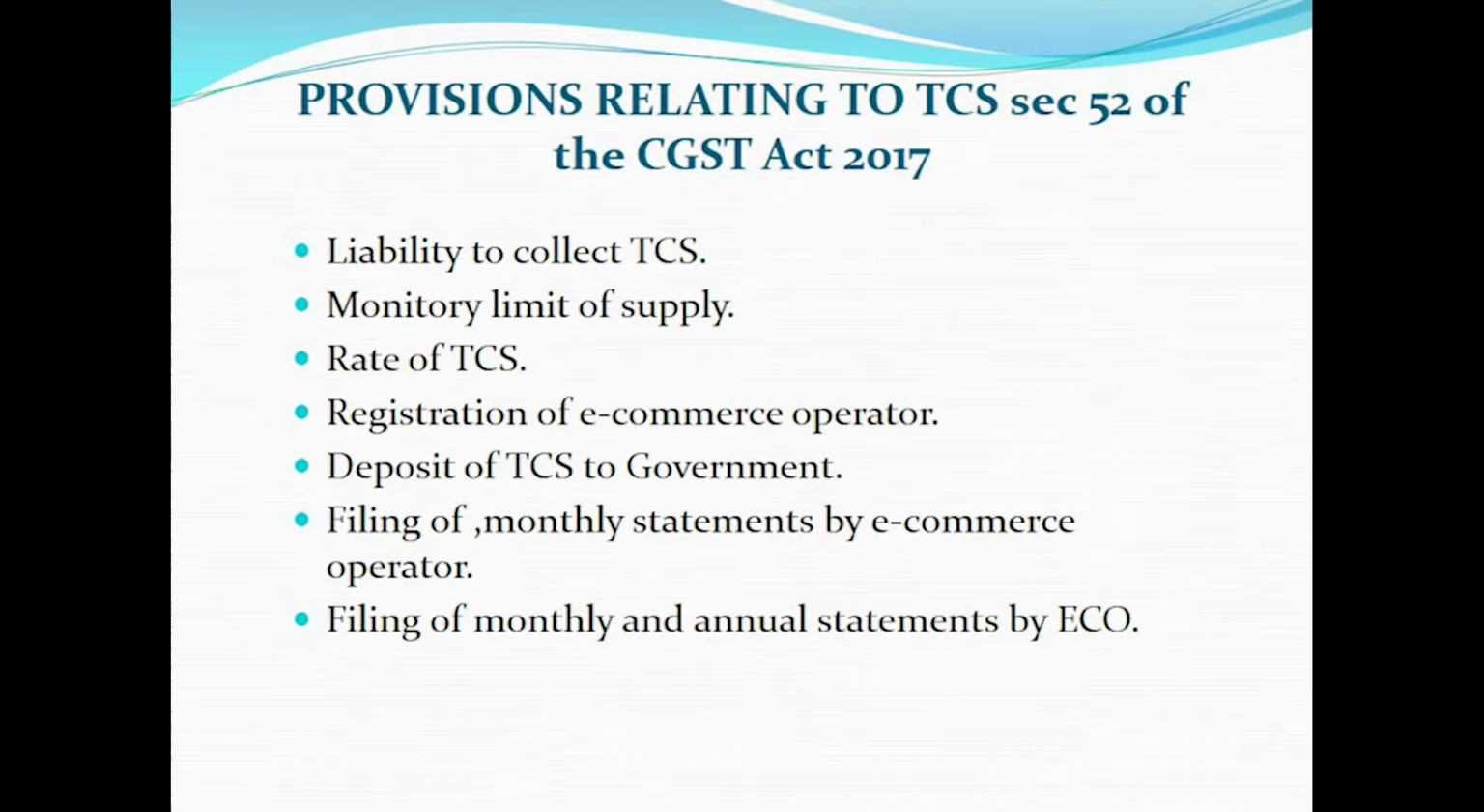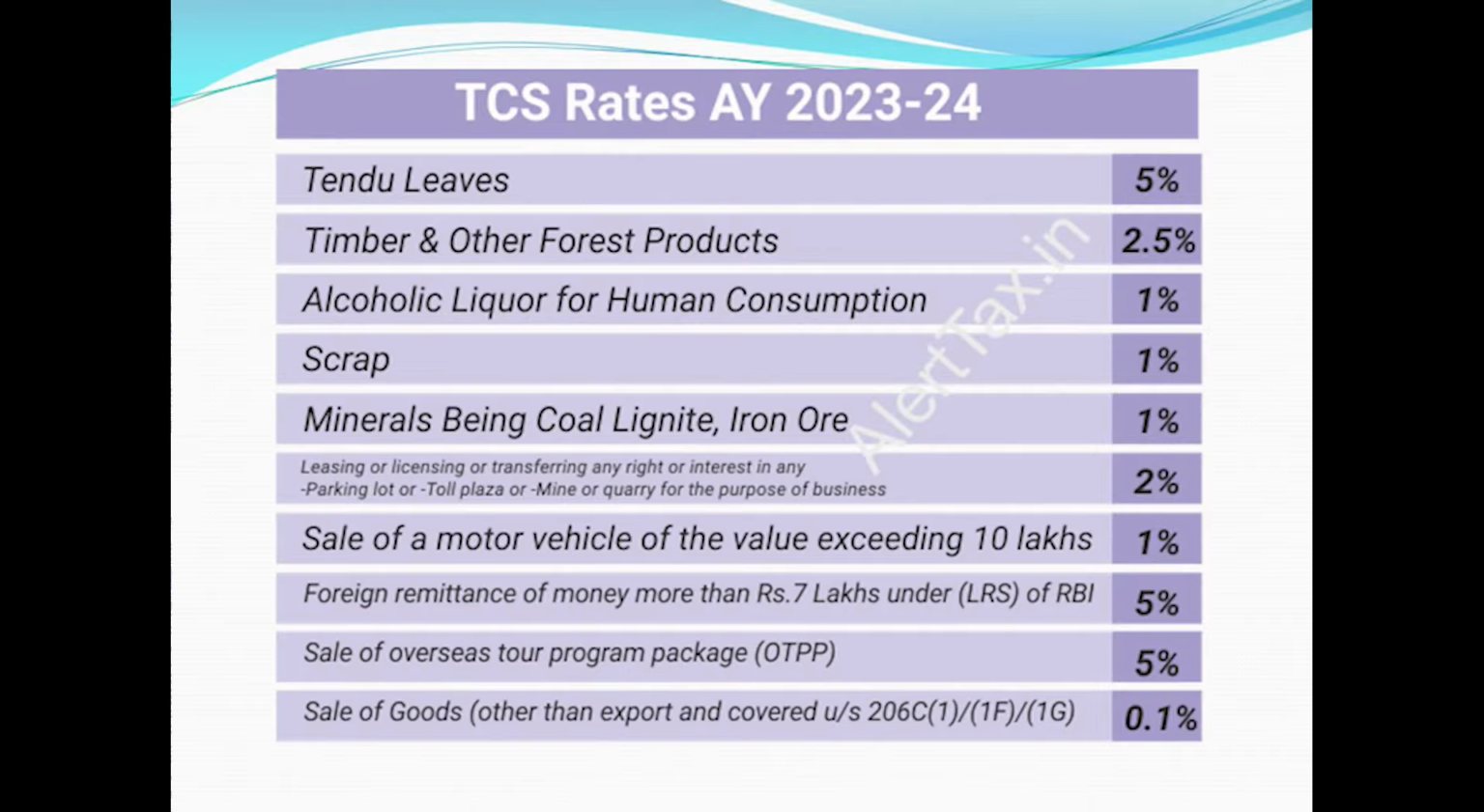The last provision relating to TCS is the filing of monthly and annual statements by the ECO, that is, the e-commerce operator. The e-commerce operator not only files the monthly statements, but also files the annual statement, which says that as on 31st December, all the statements should be filed by the ECO, that is, the e-commerce operator.